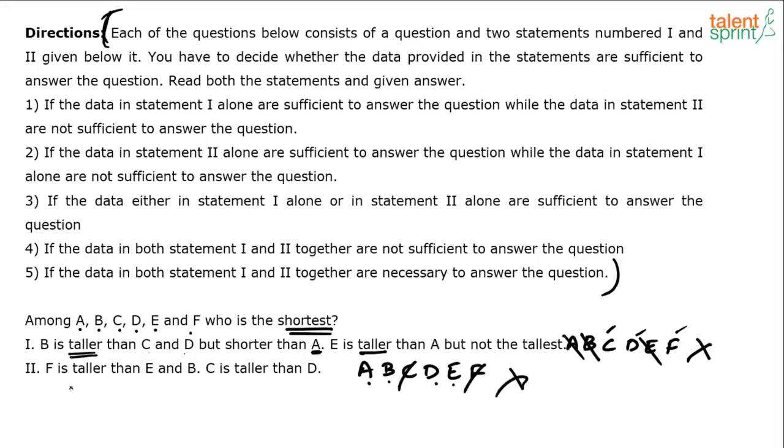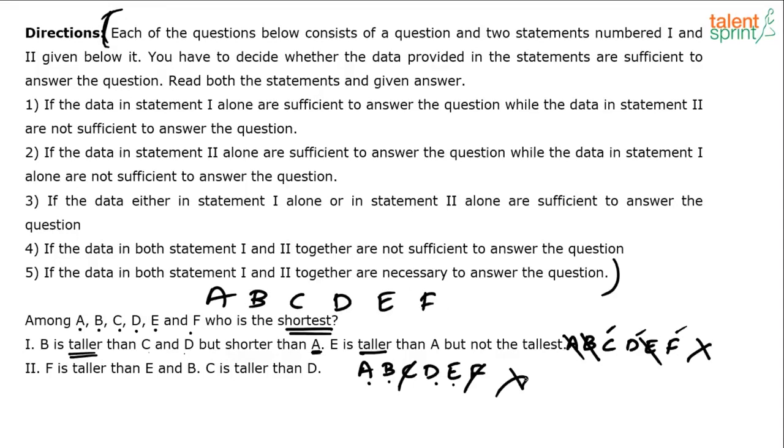1 alone is not sufficient, 2 alone is not sufficient. Means what? Go for combination. Remember, you have to go for the combination of the statements if and only if individually the statements fail to give the answer. Now if I combine all the statements, both the statements together, A, B, C, D, E, F.